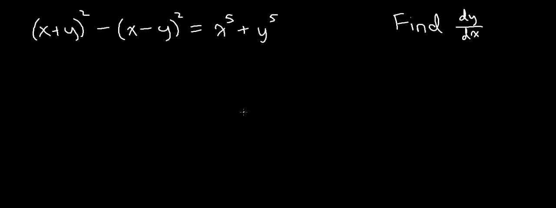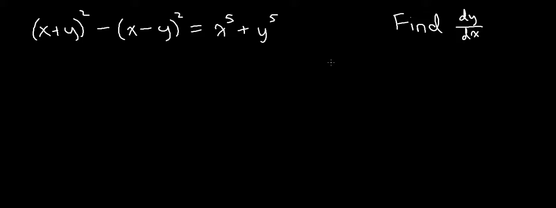We've been given this giant hunkin'-looking equation. As you can see over here, we've got (x plus y) quantity squared minus (x minus y) quantity squared equals x to the fifth plus y to the fifth, and we're asked to find dy/dx.